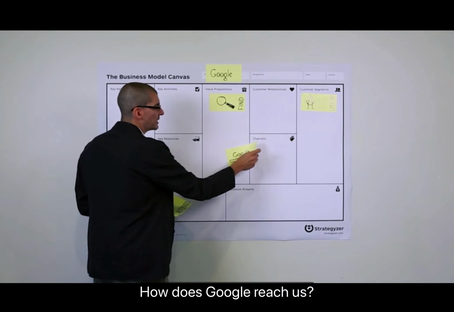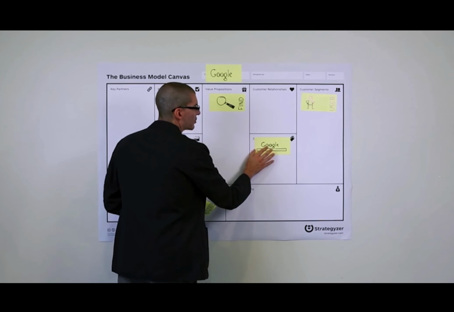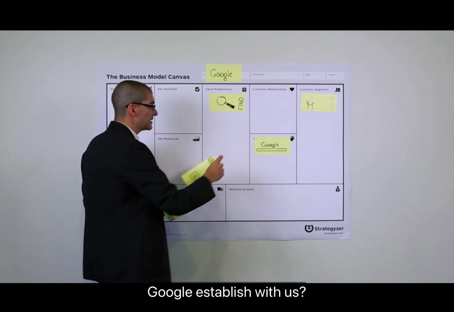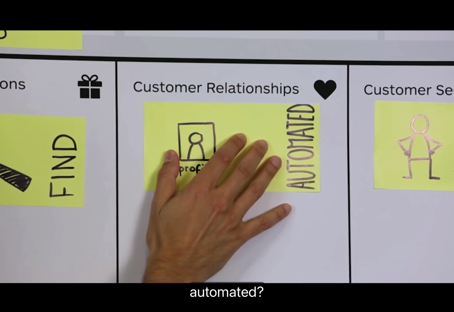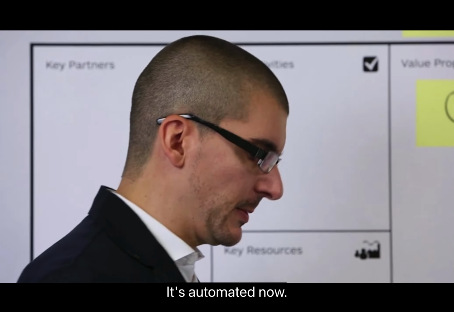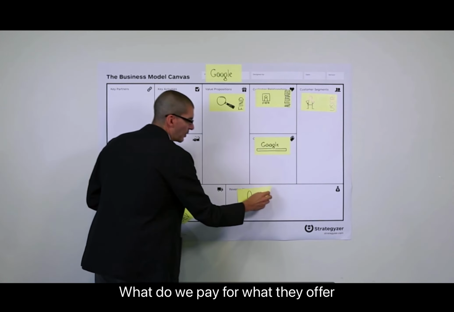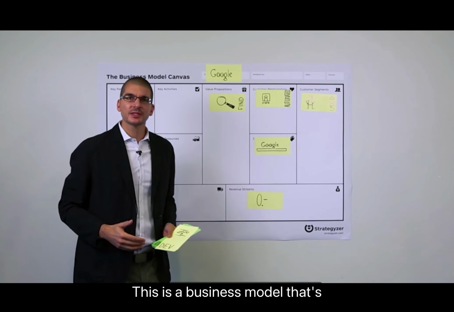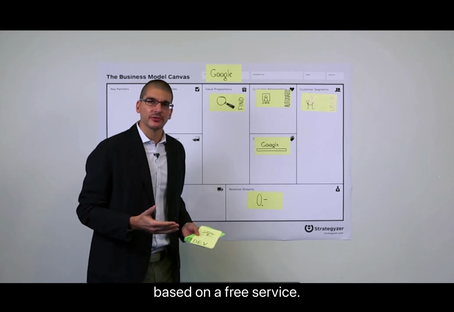So how does Google reach us? Through which channel? Through Google.com. And what kind of relationship does Google establish with us? Well, it's 100% automated. You can't just call Google and ask them something, right? It's automated. Now, what do we pay for what they offer us? Nothing. Google is free. This is a business model that's based on a free service.